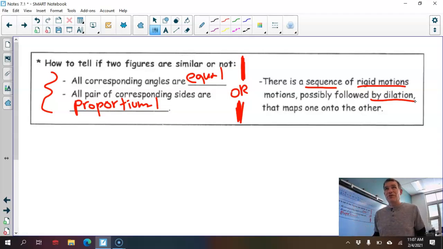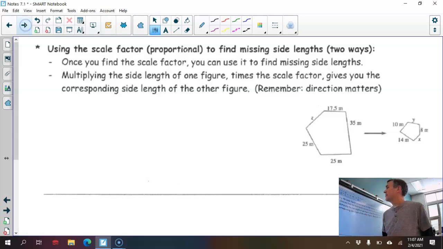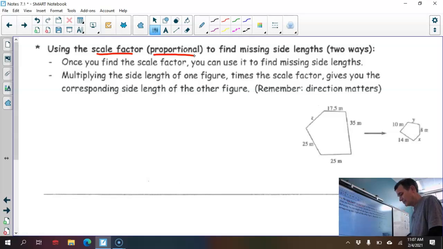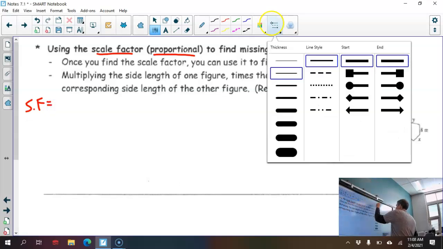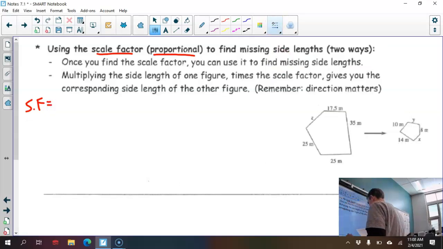All right, we've learned about these similar shapes. Let's learn the skills that we need now to do the homework. First, using the scale factor, proportional, to find missing side lengths. You're going to want to write small here, you guys. All right, so first, how do I find the scale factor? Let's call it SF for scale factor. And let's put myself on a smaller writing thing here.